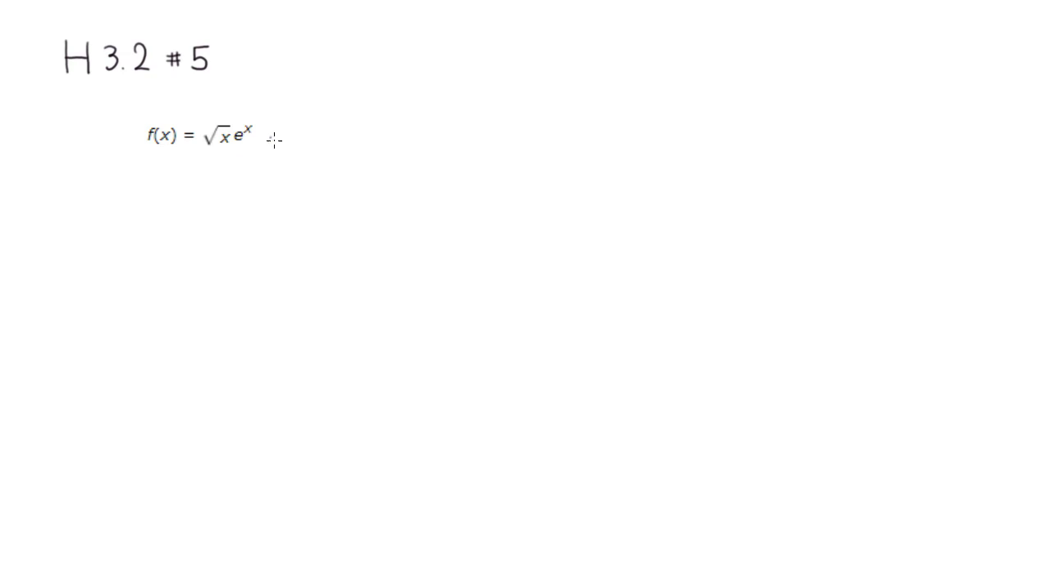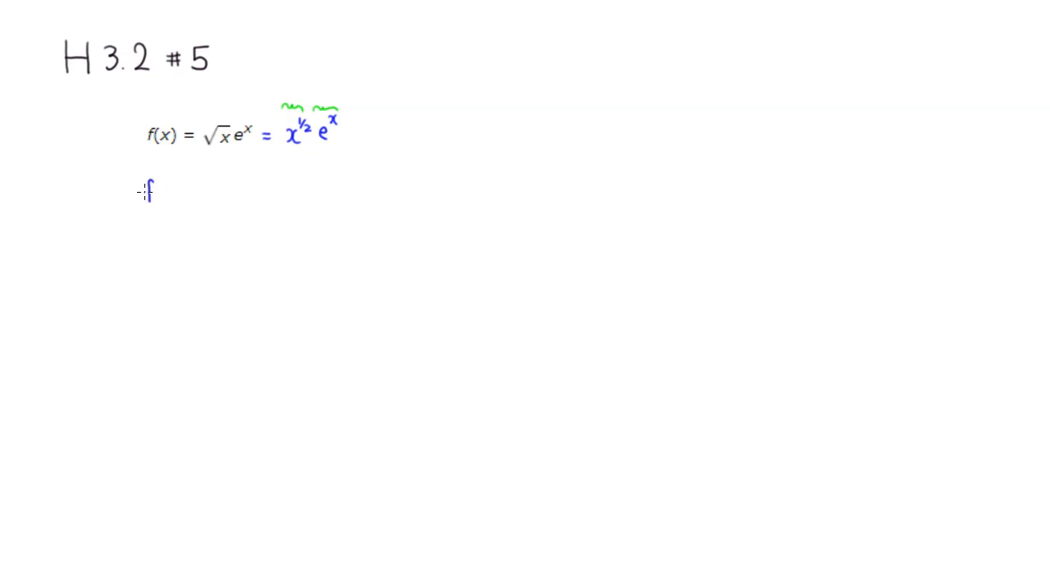Again, I'm going to rewrite the square root as a 1/2 power. So you have x to the 1/2 power times e to the x. We have two things multiplied together, so this is the product rule. Let's do that.